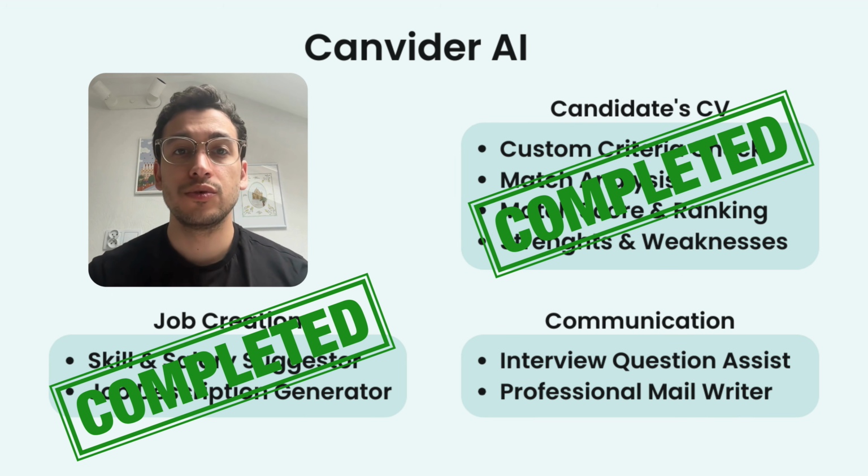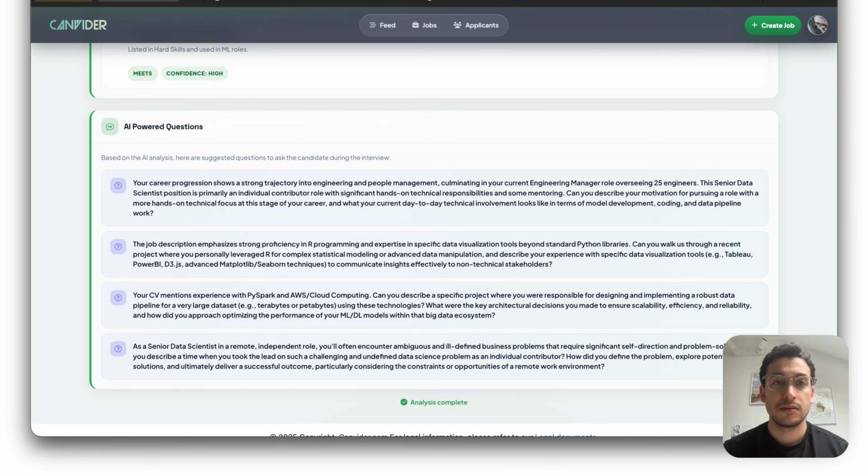Now we can move to the Interview Assist and the AI Mail Writer. Canvider AI analyzes the candidate's profile and comes up with a few questions which will be most relevant for the role that the candidate applied for. If you are curious, you can stop the video now and check the questions one by one. We will just skip for now.